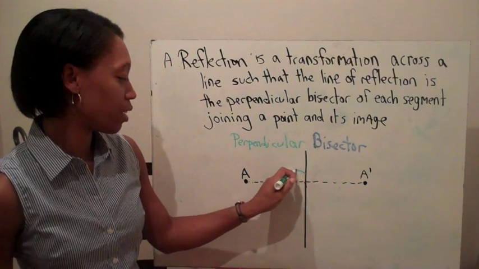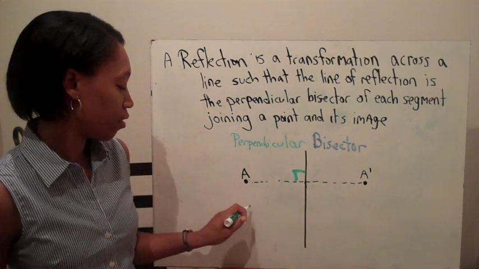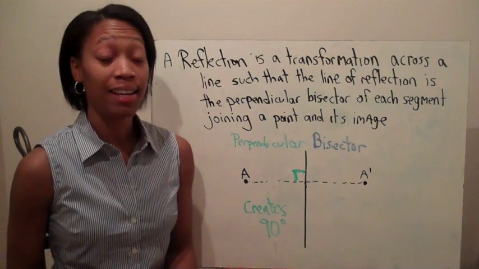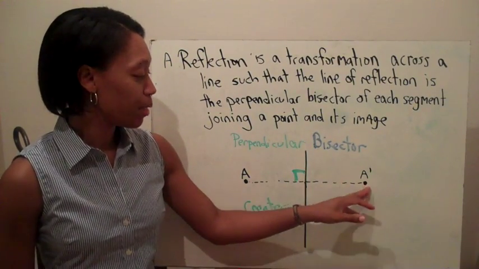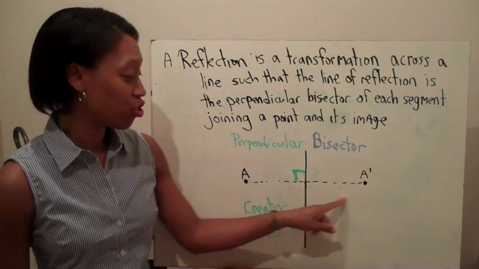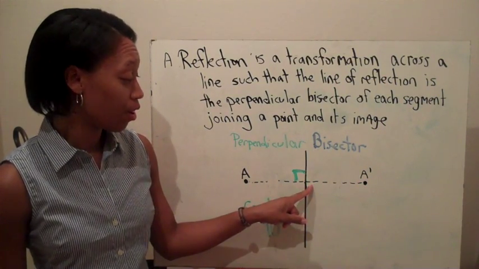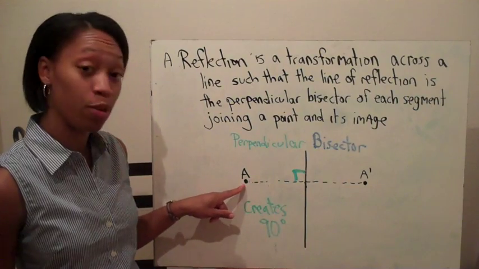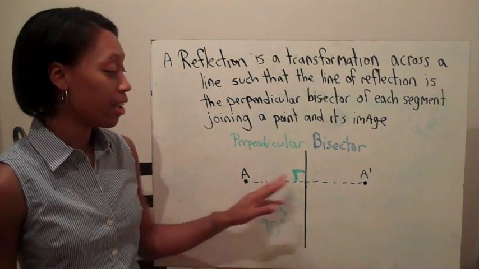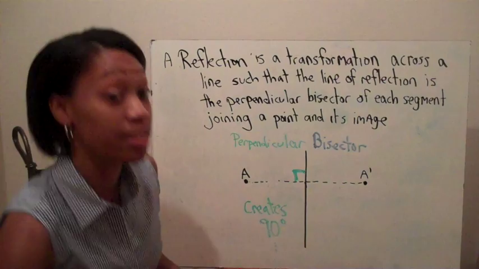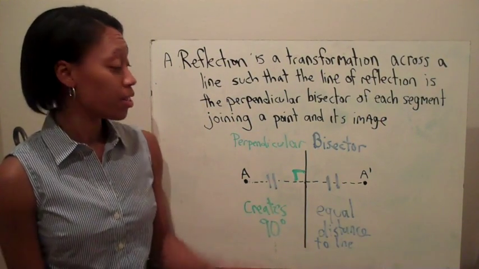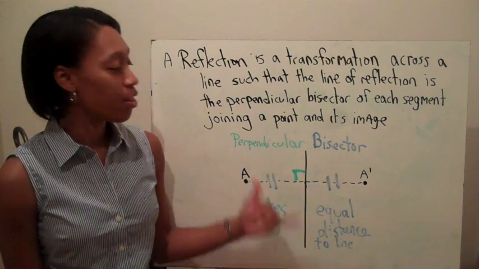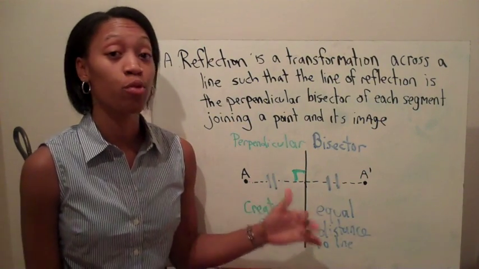perpendicular means it forms a 90-degree angle. And bisector is referring to the fact that the distance from the image to the line is the same as the distance from the original point to the line on the other side. These two distances are equal. Okay, so it is the perpendicular bisector, and those two facts are very important for reflections.